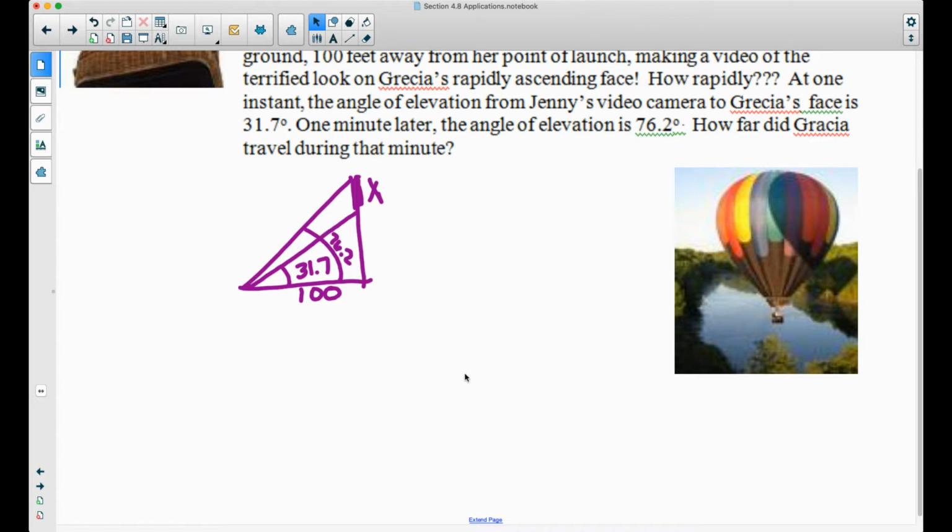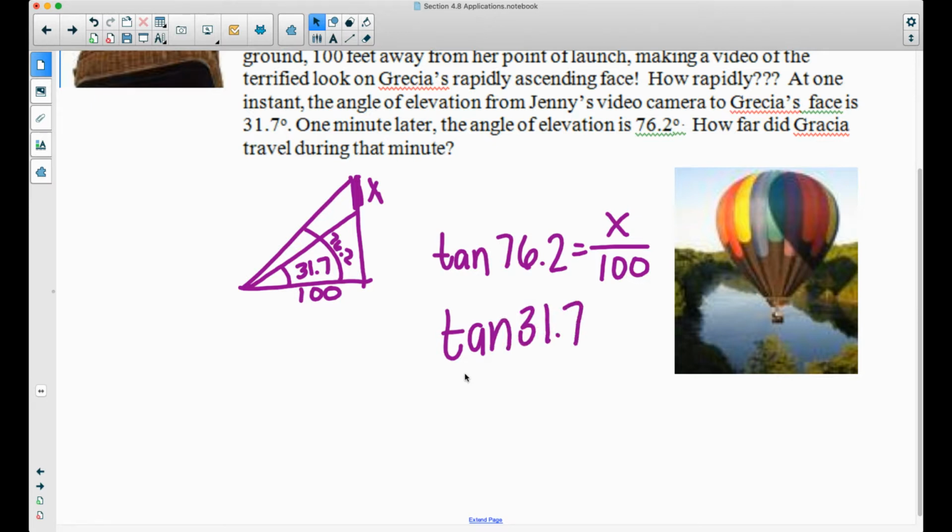So what did y'all do? I did what we did with the first question: the tangent of the degree equals x over the distance, which is now 100. What tangent did you use? Well, I did both. I did 76.2 first and got the whole height, and then I did 31.7 and just subtracted. You just used x again? Yeah.